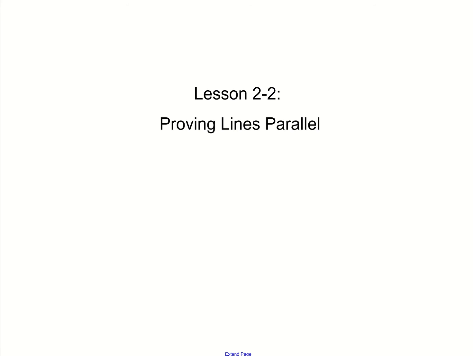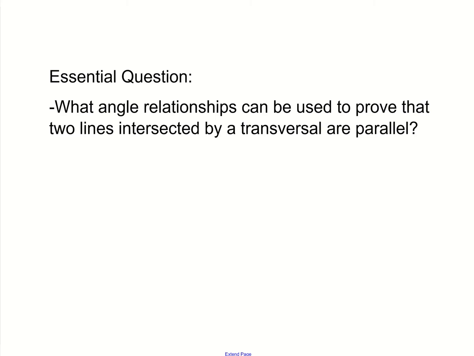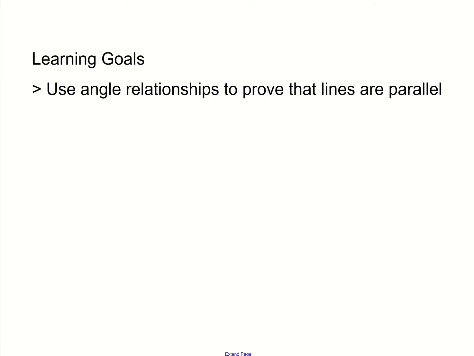Remember that in 2.1 we looked at parallel lines and the properties, postulates, and theorems related to angle pairs when two or more parallel lines are cut by a transversal. This time we're going to prove that the lines themselves are parallel. So what angle relationships can be used to prove that two lines intersected by a transversal are parallel? Our goal is to use angle relationships to prove that these lines are parallel.